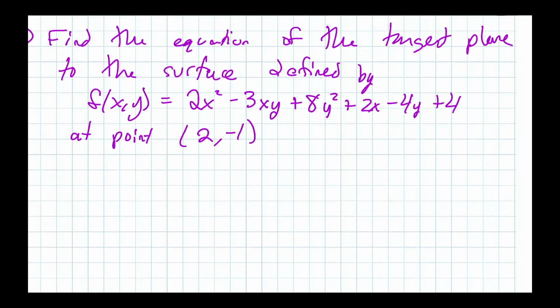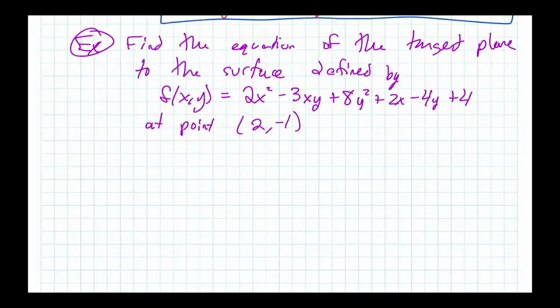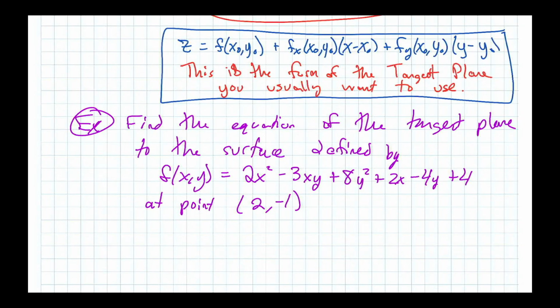Okay, so here's what they want us to do. We just need to find the equation of the tangent plane. If you look at what you have here, basically we just need a couple of things. First of all, we need the derivative evaluated at the point for x, the derivative evaluated at the point for y, and also you need to know the function value evaluated at the point. That's basically what we need. So let's say that and then let's do that.